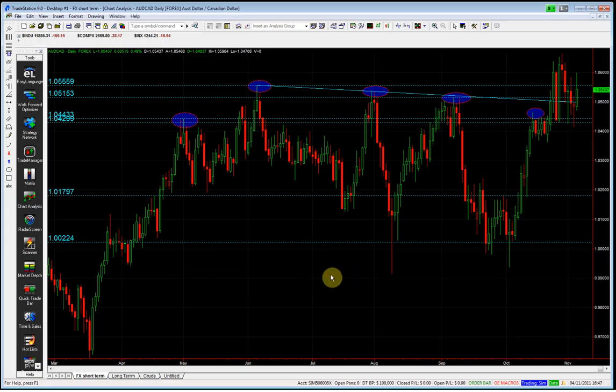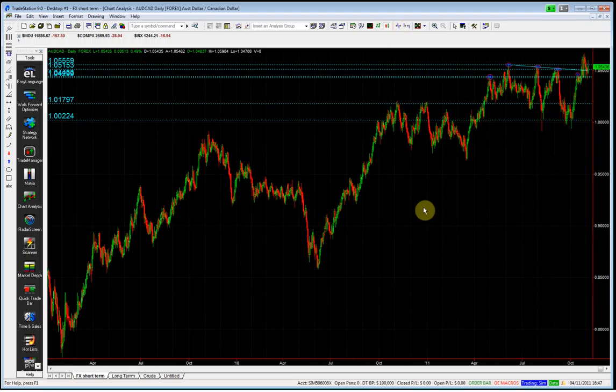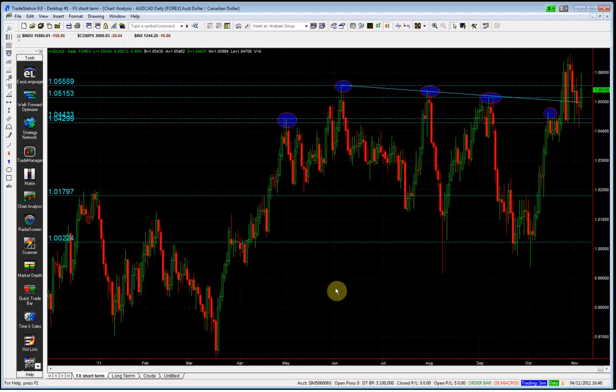Okay, the Aussie CAD. The Aussie CAD is an interesting looking chart. Here's the trend. We've been making headway over an extended period of time. We've got three highs here, sort of declining highs, which we've taken out over the last 10 days. We've traded above these highs. Our expectation is for the market to push on and make some progress.